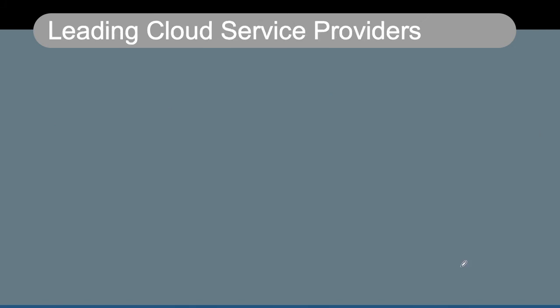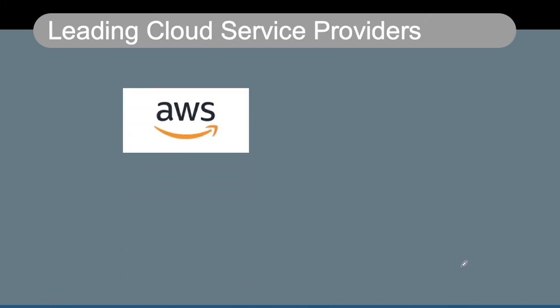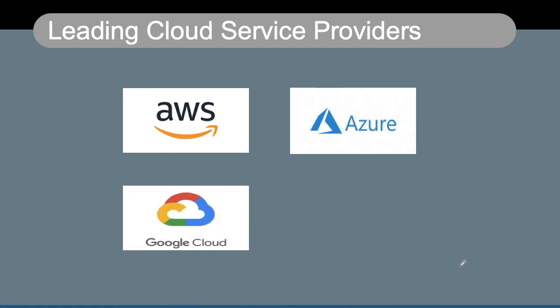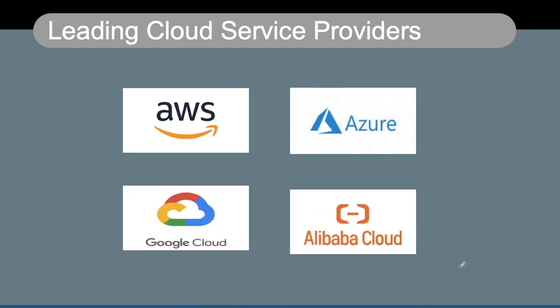Now, who are the leading cloud service providers? AWS, or Amazon Web Services, is one of the leading cloud service providers. What are the other ones? Microsoft Azure, Google Cloud, and Alibaba Cloud. So let's have a quick comparison between all these.